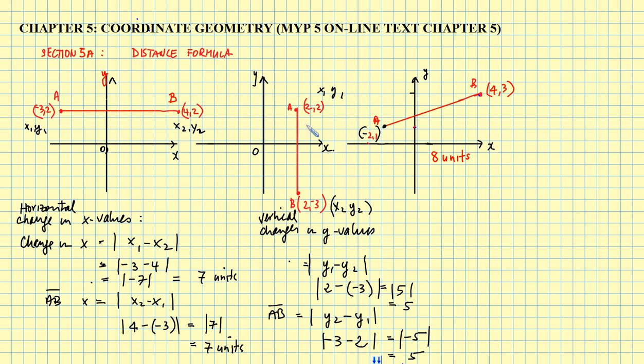And we take the absolute value of both of them to make sure that we don't have any negative values for distances. Now, if we're dealing with a diagonal or a line that is neither horizontal nor vertical, then we're going to take the change in the horizontal distance, and we're going to take the change in the vertical distance.